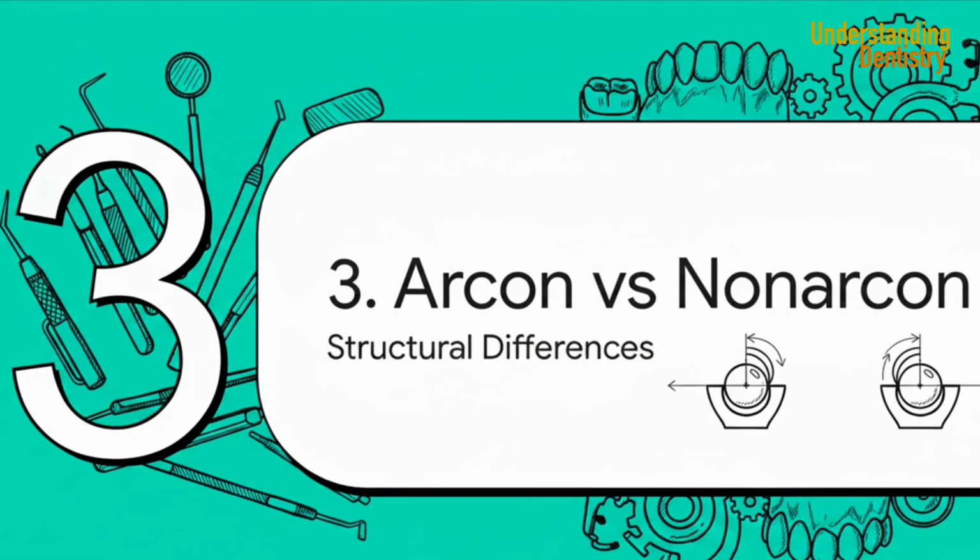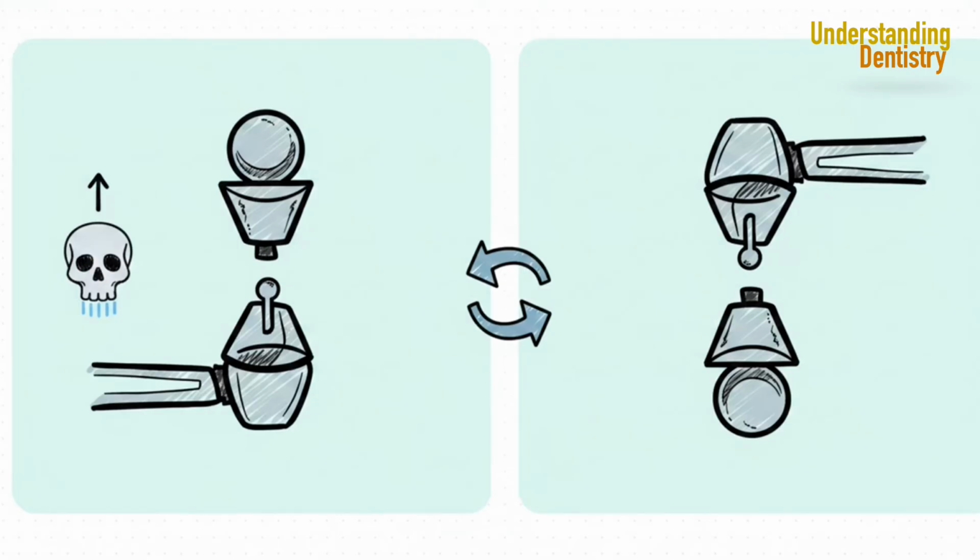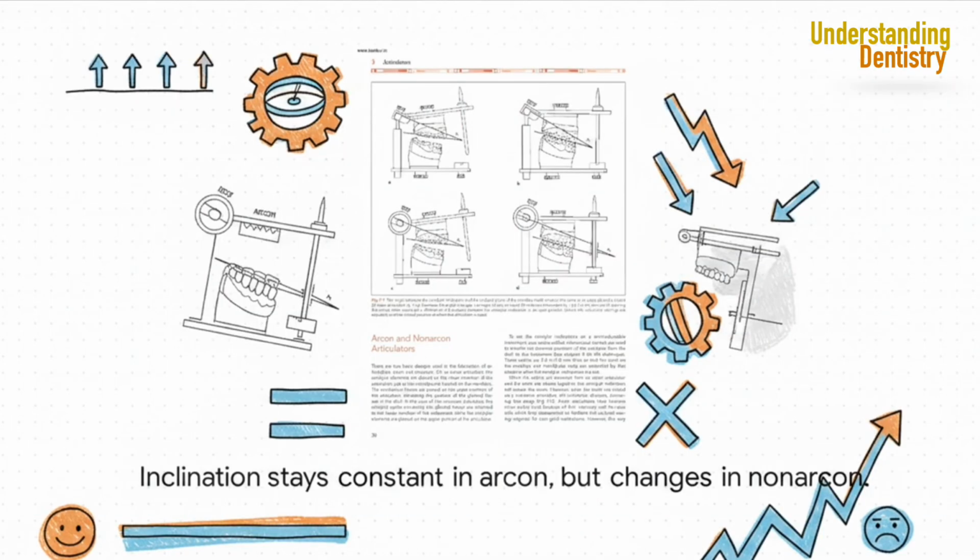Within that highly popular semi-adjustable category we just talked about, we really need to differentiate between two fundamentally different anatomical setups. It all comes down to where the ball and socket are physically located. The arcon design directly mirrors human anatomy. The condylar elements are on the bottom and the fossae are on top. The non-arcon design literally inverts this, placing the track on the bottom and the condyle on the upper member of the articulator.